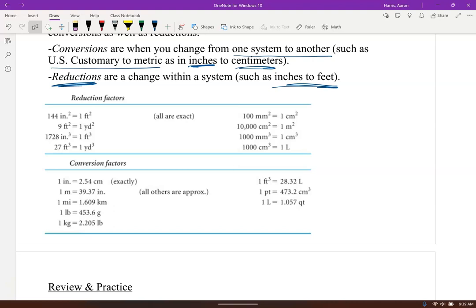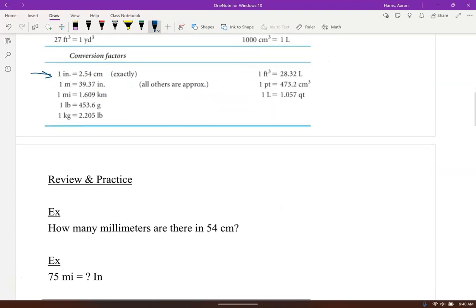144 square inches in 1 square foot, right? You know, because there's 12 inches in a foot. So square inches, square feet. We'll do some of these reductions, and we'll do some conversions. But if you're going from inches to centimeters, for every 1 inch, there's 2.54 centimeters. So let's go ahead and do some here.